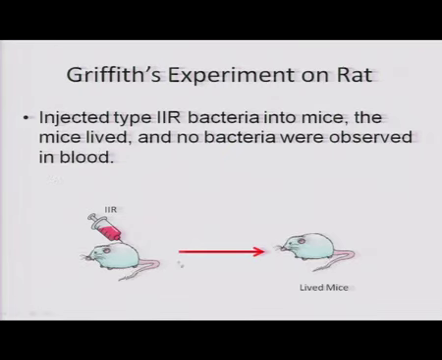So, you can see in the slide, when Griffith injected type 2R bacteria in mice, after a certain time the mice were alive, because type 2R bacteria was non-virulent in nature, the mice did not get any type of infection from that bacteria, and the mice were alive.